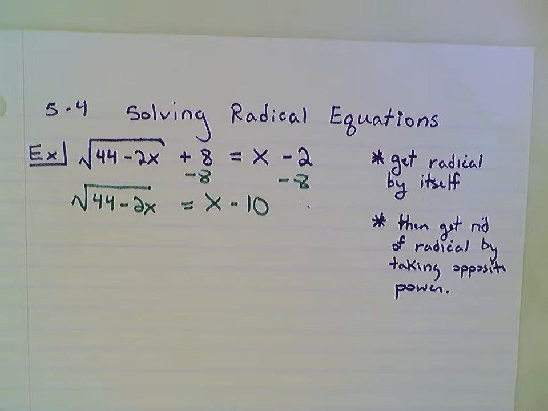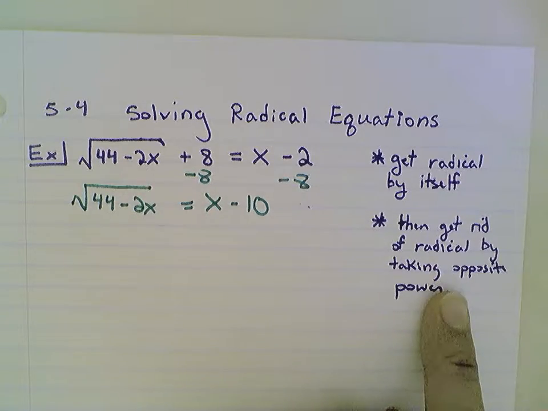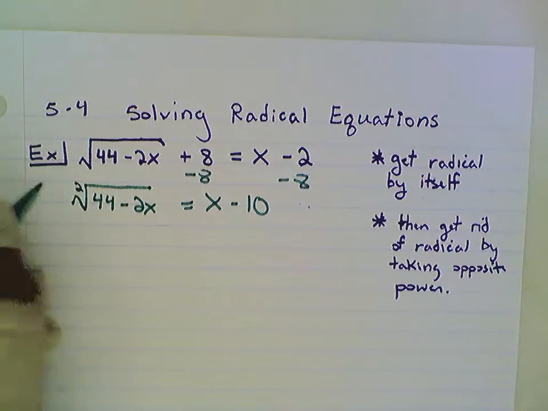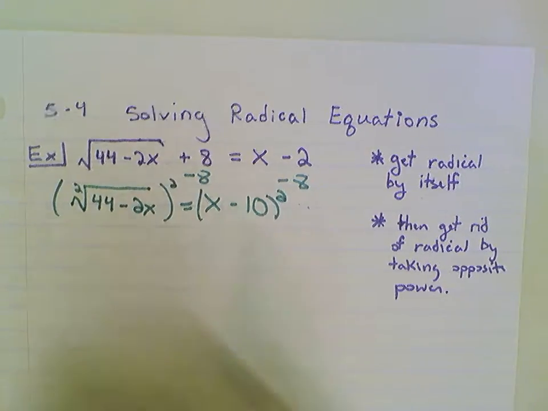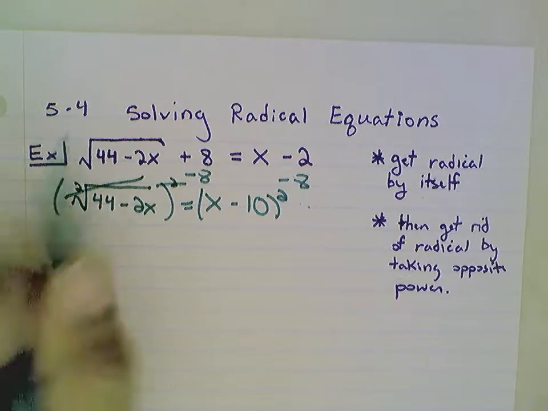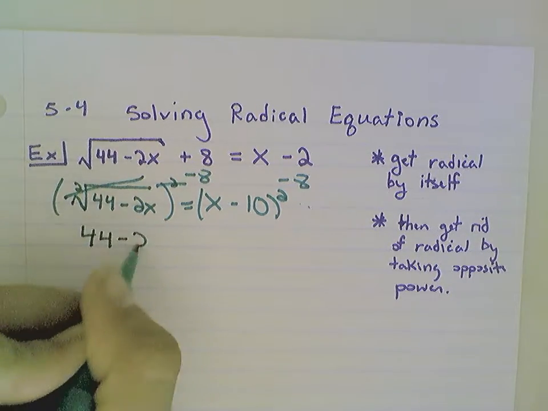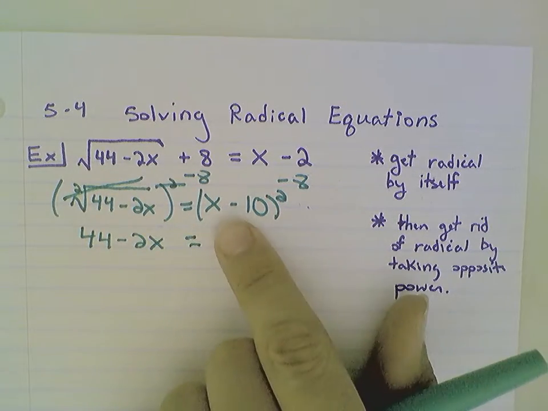And then once I have the radical by itself like this, I'm going to take the opposite power. So right now I have a square root. So what that means is I need to square both sides of the equation. The square root and the square will cancel, and it'll leave me with everything that's underneath the radical equal to the square of the right hand side.